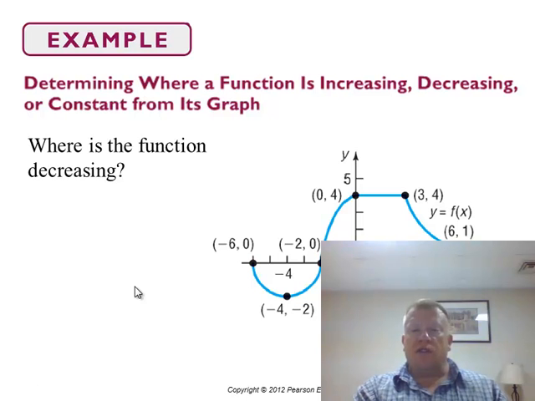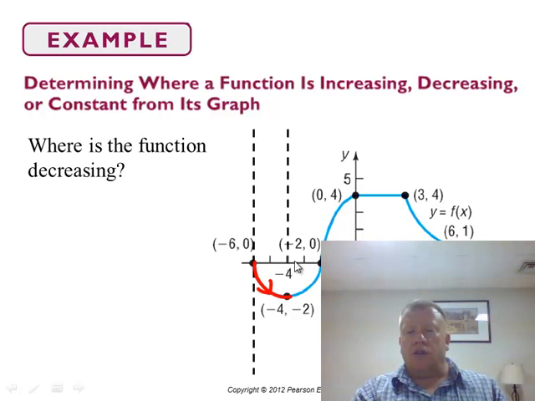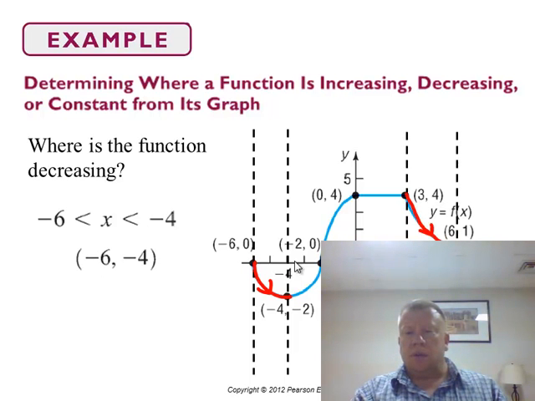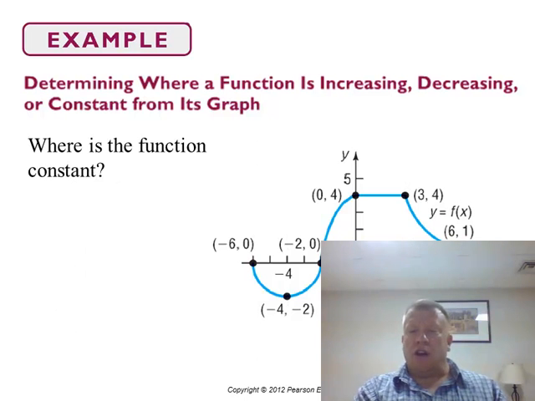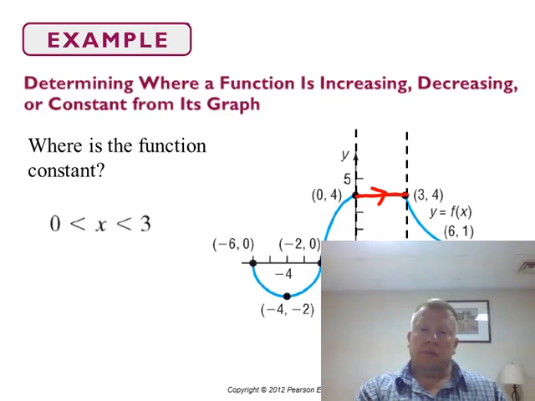Okay. The function is decreasing in value both right here on this interval from -6 to -4, and also on the interval from x equals 3 to 6. So on those two intervals, the function is decreasing in value. And it's going to be constant on this interval here from 0 to 3.